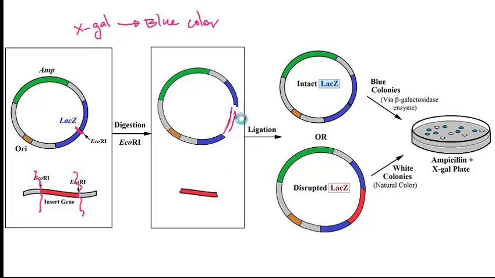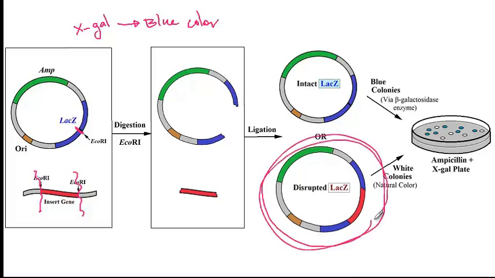Now, one problem may happen here: before the gene of interest has time to get inserted, the plasmid may close on itself. And so we can have two different scenarios. One is that we will have the original plasmid, or second, we could have the gene of interest, and that's actually what we are interested in. We only want bacteria that are carrying our gene of interest.